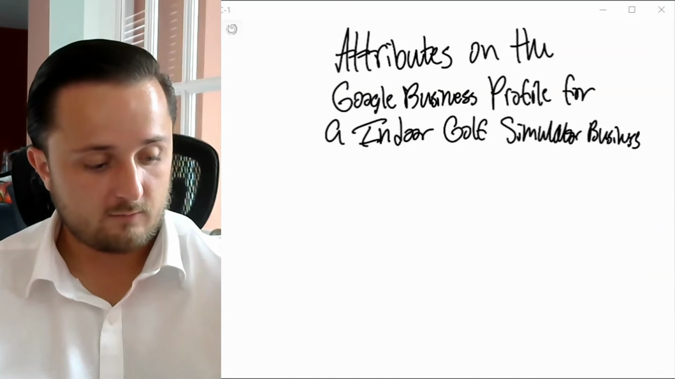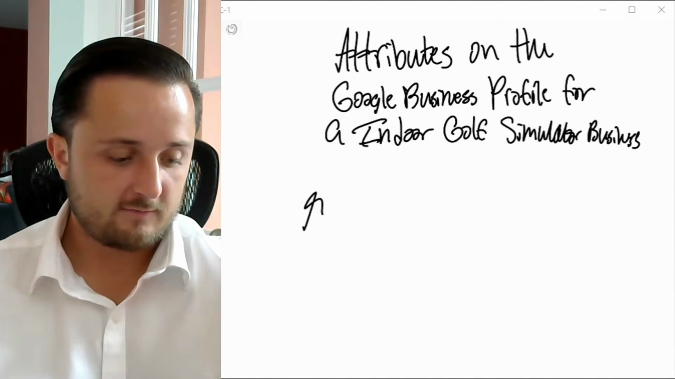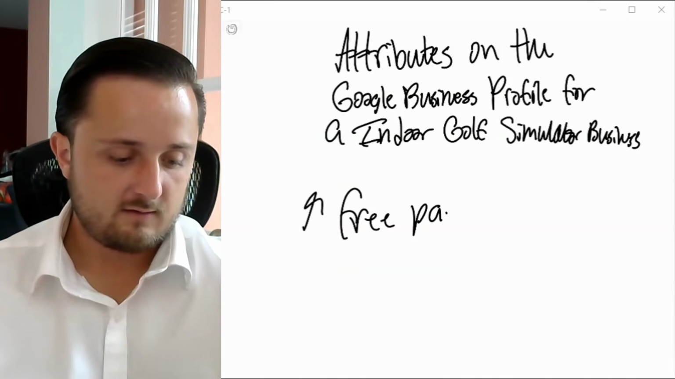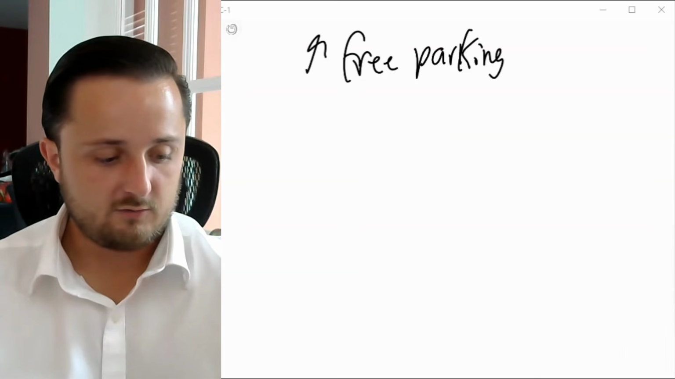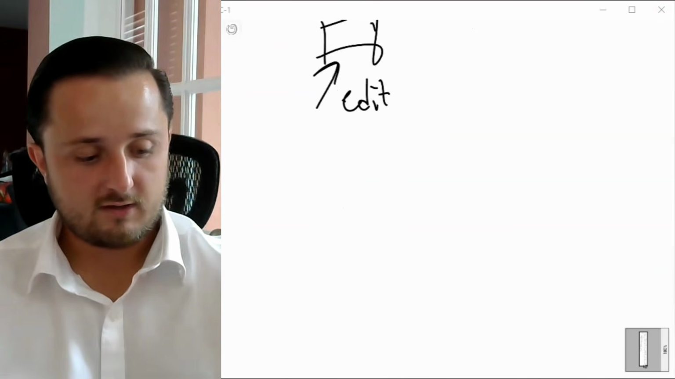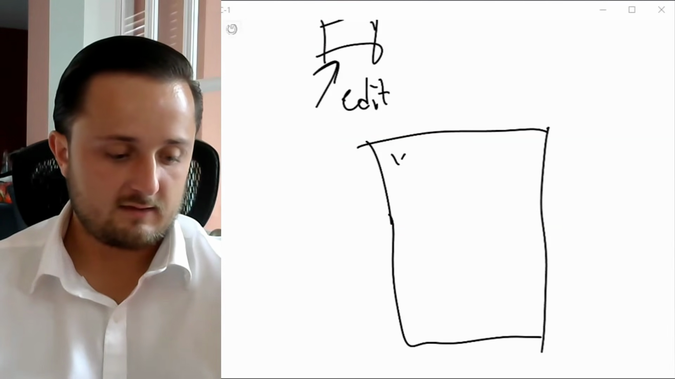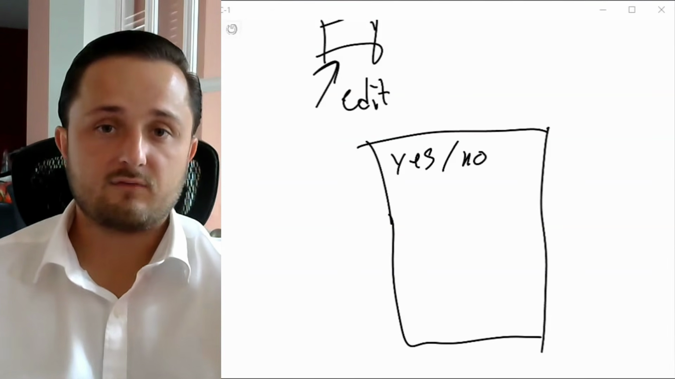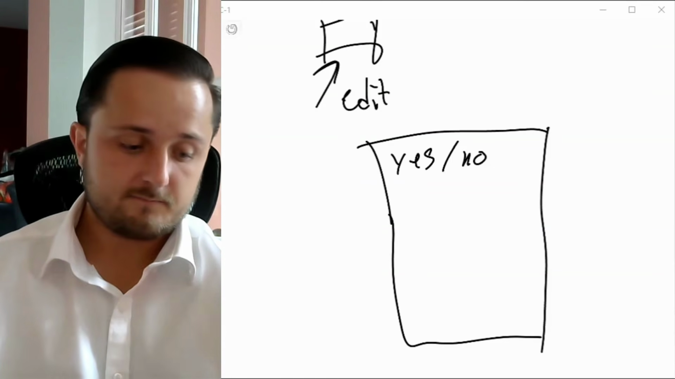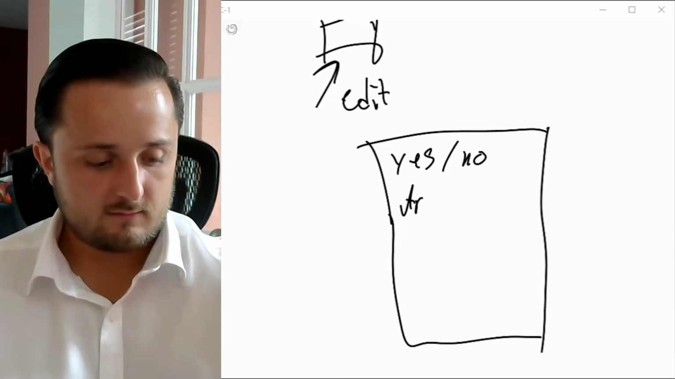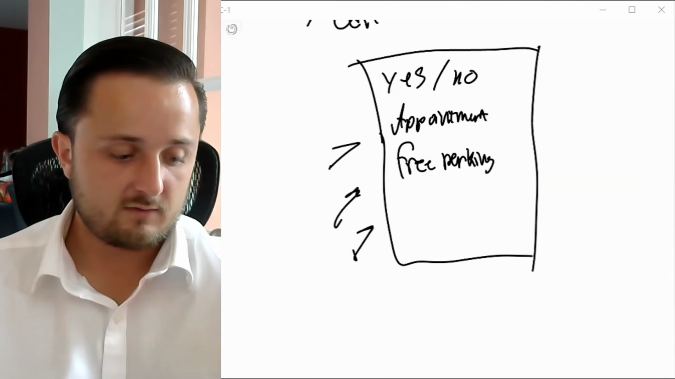So the attributes on the Google Business Profile for an indoor golf simulator business are really important to help the Google Business Profile rank, right? So what you want to do is, if you have free parking, then for each of these, you need to go back into the profile, edit it, then scroll down that list and go down each of them and hit yes or no, right? We've got what types of payments do you accept? Do you require an appointment? Do you have free parking? So you need to go down each and every single one of these.